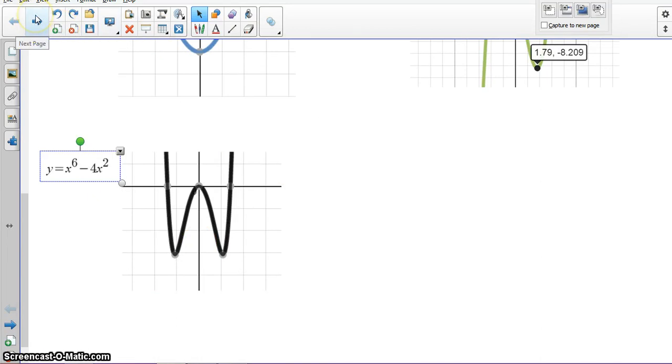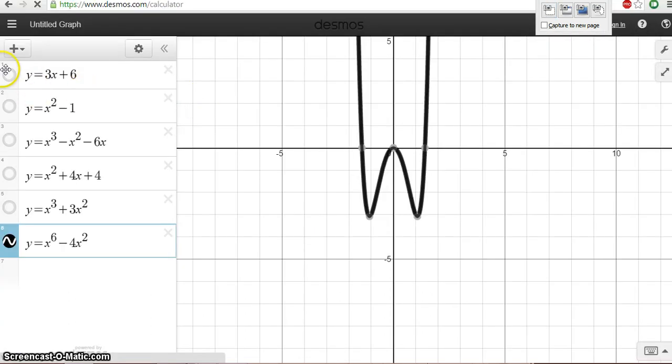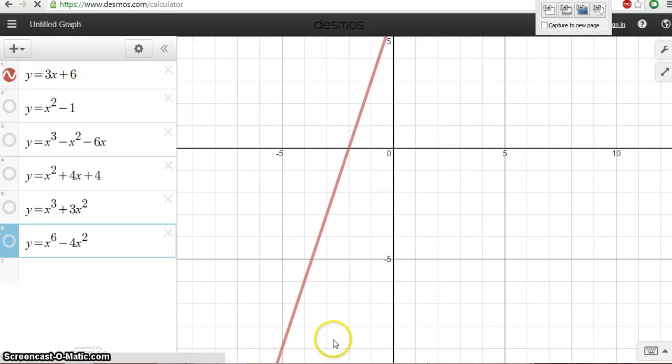Let's talk about real zeros, real roots, or x-intercepts. So here we go. Degree 1 has one real root, one x-intercept.